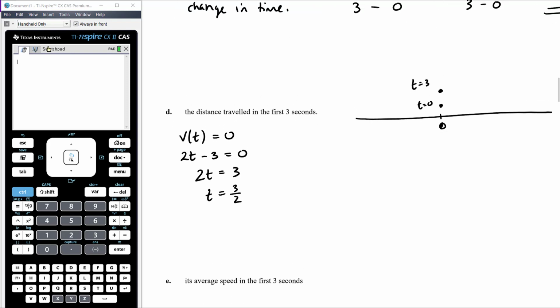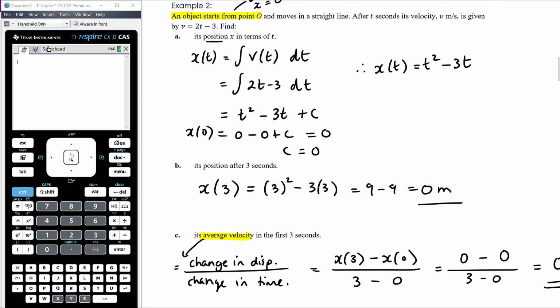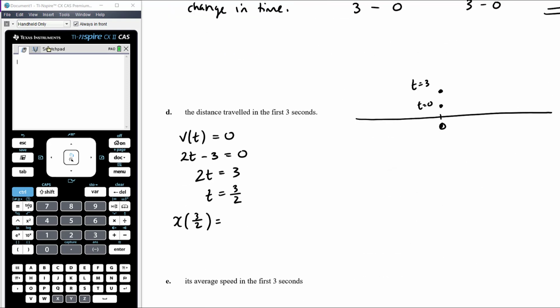So then we need to know, where was it then? What is x of 3 on 2? What was the position after 3 on 2? So x of t is t squared minus 3t. So that's 3 on 2 squared minus 3 times 3 on 2. So that is 9 on 4 minus 9 on 2, which is 9 on 4 minus 18 on 4. So it's negative 9 on 4 meters. Sorry, it's just meters. And this was seconds.